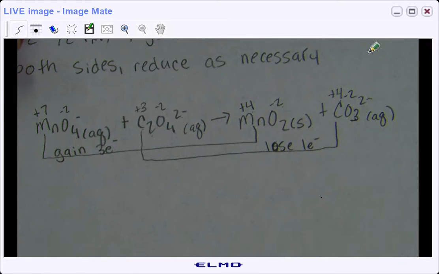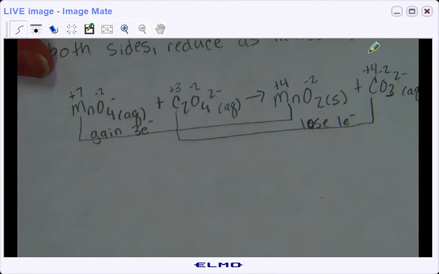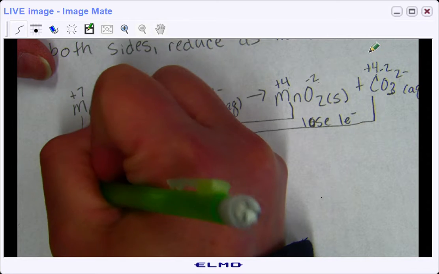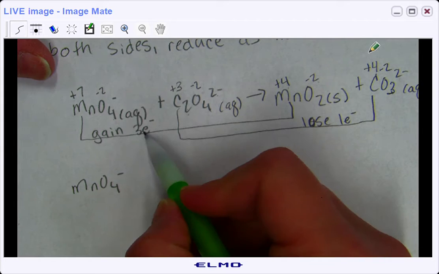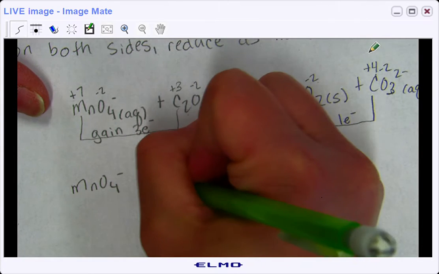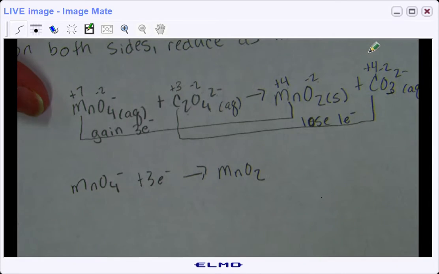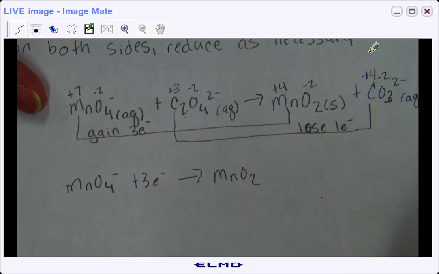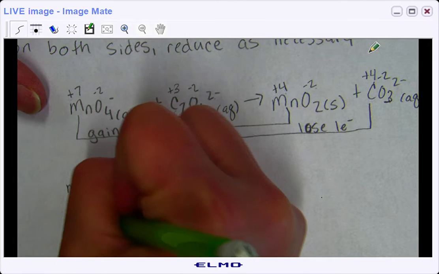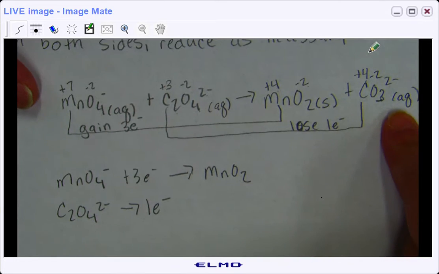All right, so let us write our half reactions. We have MnO4 minus is going to become, it gains 3 electrons, so that is a reactant, to become MnO2. Manganese dioxide is how we call that, the common name, although not the IUPAC name, but that is a common name that you'll hear. Then we have our oxalate ion. It loses one electron to become a carbonate ion.